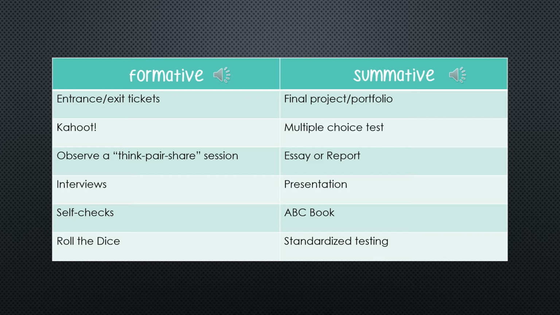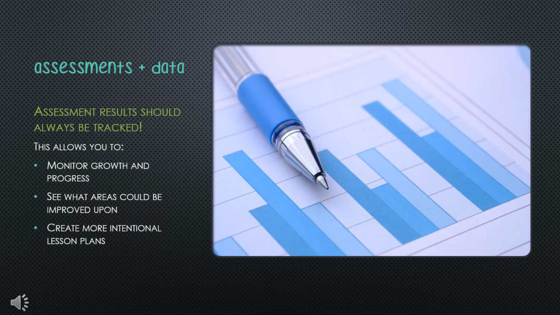So you could do a final project portfolio type of thing. You still could do a multiple choice test. You could let them write an essay or report. You could do a presentation, an ABC book where they have to come up with something on the topic for each letter of the alphabet. And then standardized testing is also considered a summative assessment, kind of the end of the school year wrap up, what all did you learn?